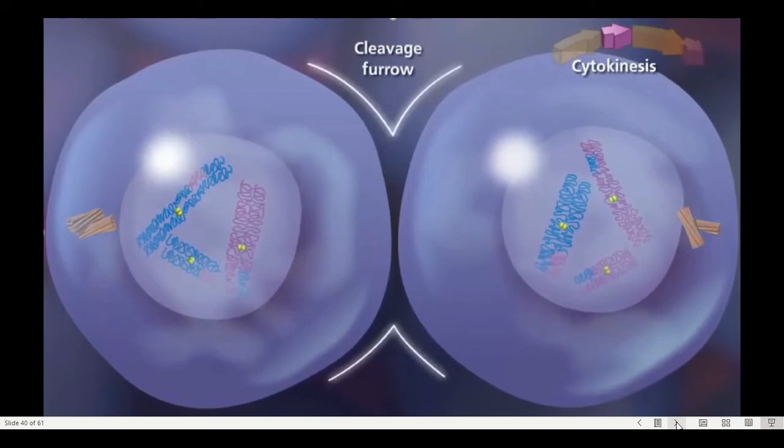So, the cytokinesis, it's the cytoplasm that divides. So, mauuna muna ang karyokinesis or the nucleus that divides before the cytoplasm divides.